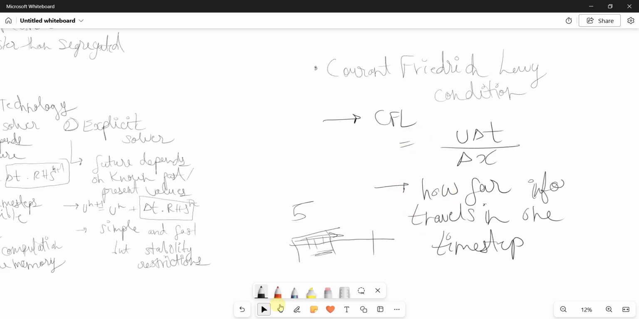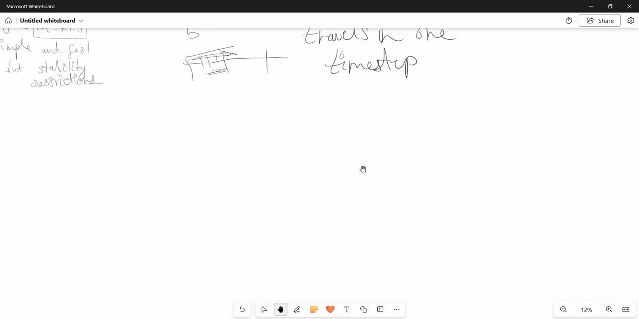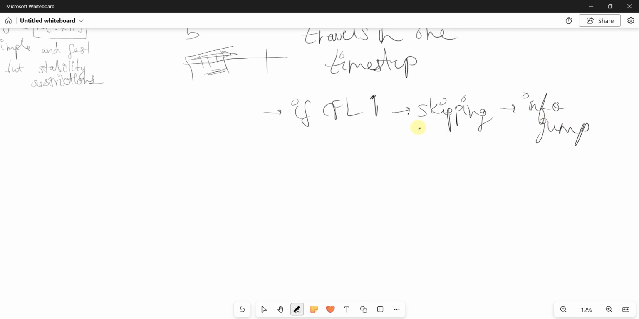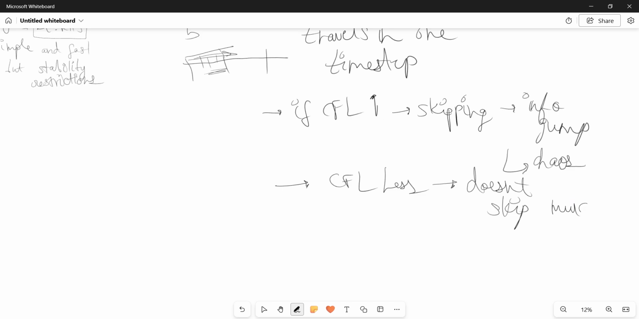So why is CFL important? Well, because if your CFL is too large, if CFL is high, it means you're skipping data, right? You're skipping over cells quickly. So info jumps, right? So this means it's more chaos. So usually you avoid high CFL, and if CFL is less, it means it's normal, right? So it's just not skipping, it's going normal. So it doesn't skip much values.